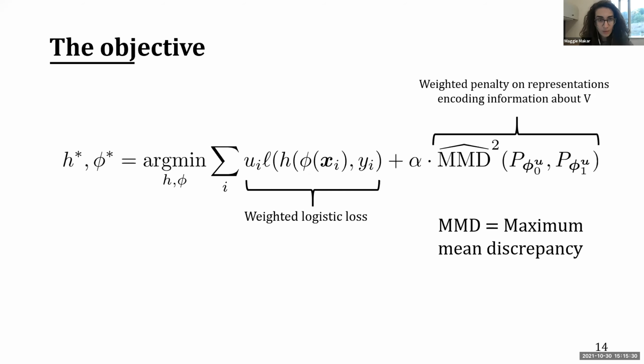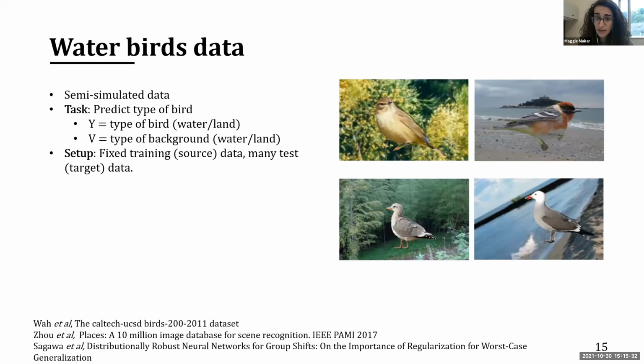So how does this all work in practice? We wanted a data set where we can control the correlation between V and Y at training and at test time. So instead of using natural images to empirically validate our approach, we simulated data where we took images of land or water birds and superimposed them on land and water backgrounds, as you see on the slide. This is similar to the setup by Sagawa et al. The task here is to predict whether the bird in the picture is a land or water bird.